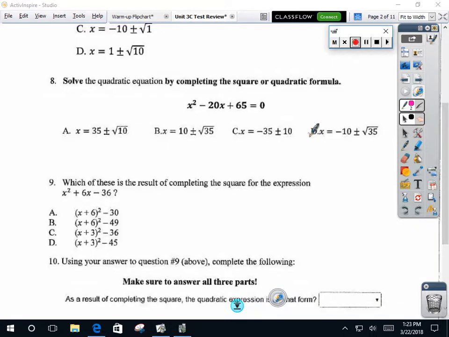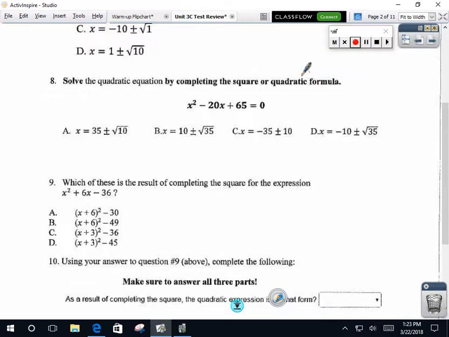All right, number 8. The directions say solve the quadratic equation by completing the square or quadratic formula. I'm going to do it by quadratic formula because most of you have forgotten the steps of complete the square. Now, the very first thing you need to do if you're solving by quadratic formula is what? Right, you need to identify the A value, B value, and C value. Correct. Once you have identified the A, B, and C, what do you do next?